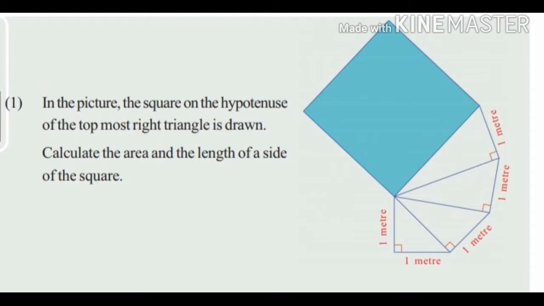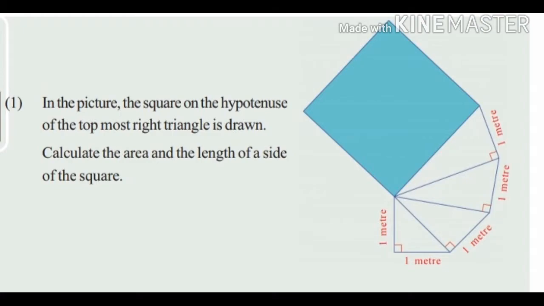Now let's move on to problems. Page number 49. The subheading is Measures and Numbers. Here is your first question. In the picture, the square on the hypotenuse of the topmost right triangle is drawn. Calculate the area and the length of a side of the square. One figure is given. By looking at that figure, you have to find the length of that square, that means that blue square's measurement, and also its area.